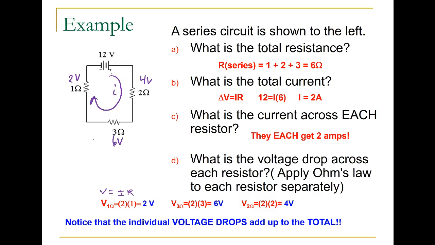Okay, and also we can see that because V is equal to IR, if I is constant, as R increases for a resistor, V increases. So the resistor with the largest resistance also has the largest voltage drop. One way to think about this is that the resistance is what converts the electrical potential energy into other forms, and so that's what's happening in this resistor.